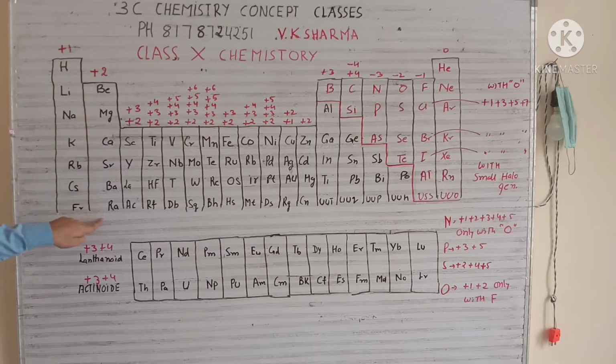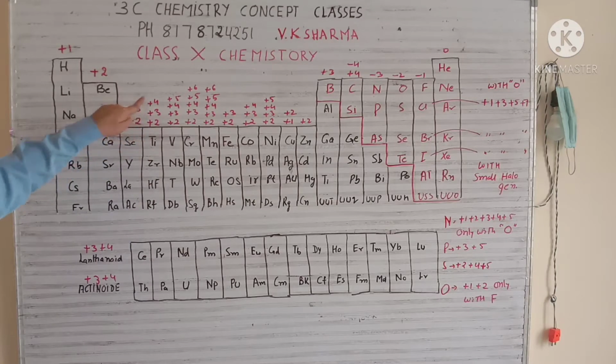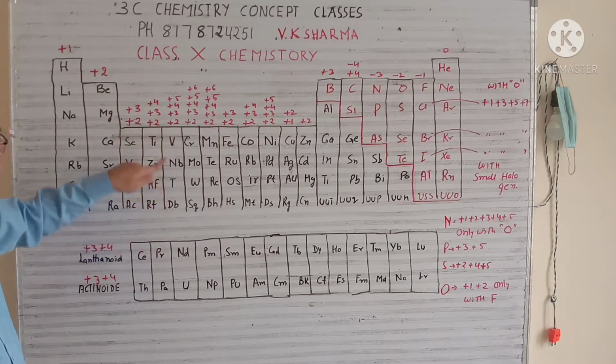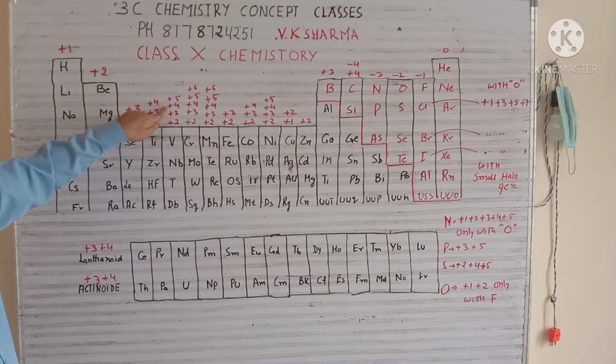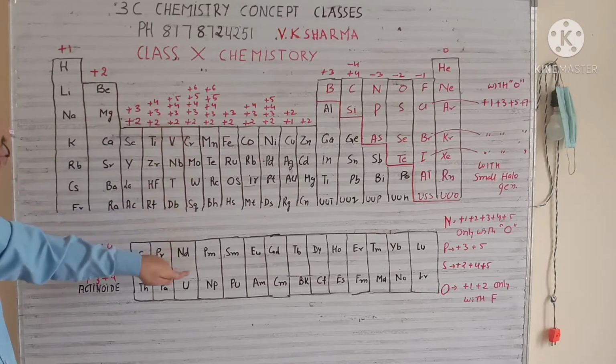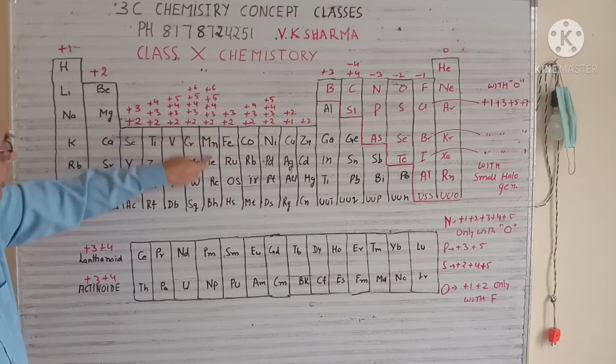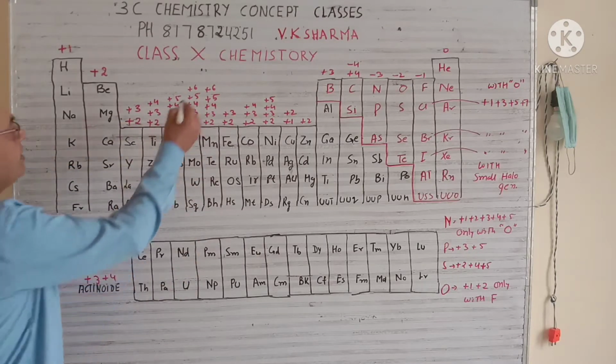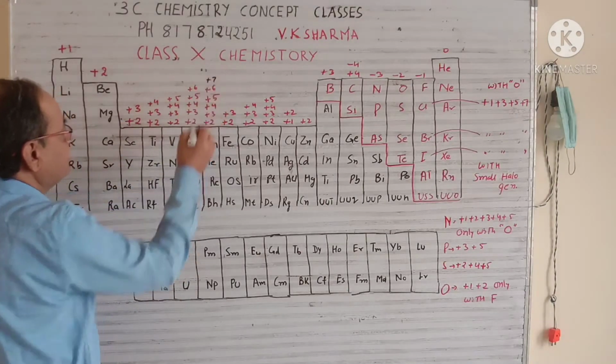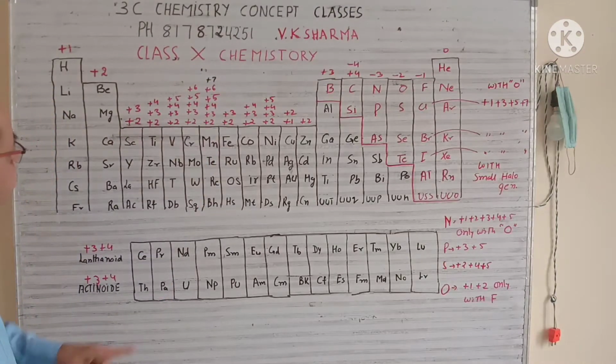All these elements will have plus 2 charge. All these elements will have plus 2 and plus 3 charge. All these elements will have plus 2, plus 3, plus 4 charge. All these elements will have plus 2, plus 3, plus 4, plus 5. Same way, all these elements will have plus 2, plus 3, plus 4, plus 5, plus 6. All these elements will have plus 2, plus 3, plus 4, plus 5, plus 6 and plus 7.